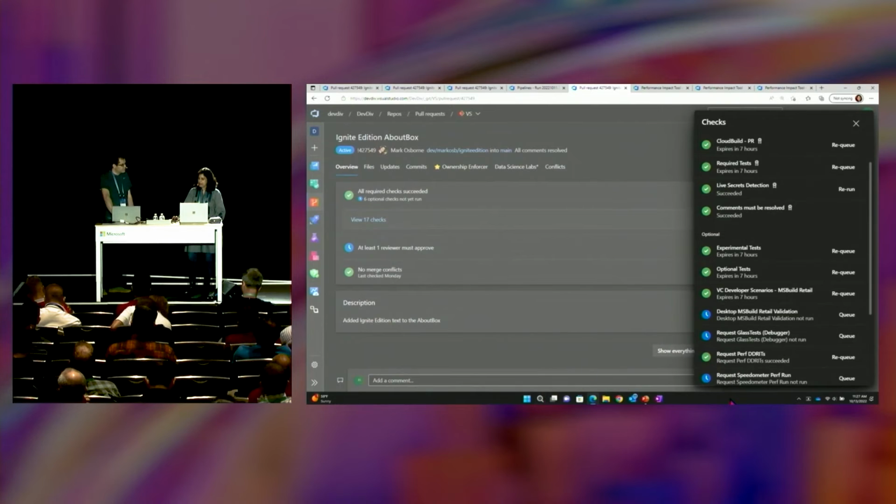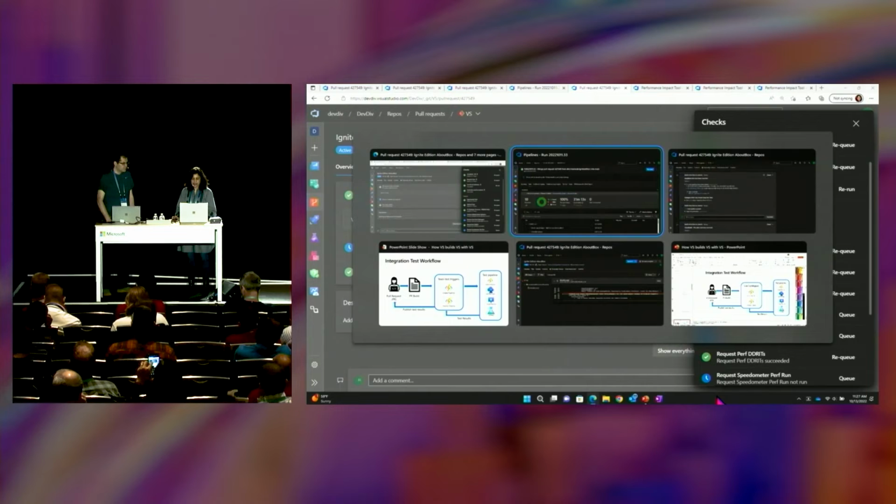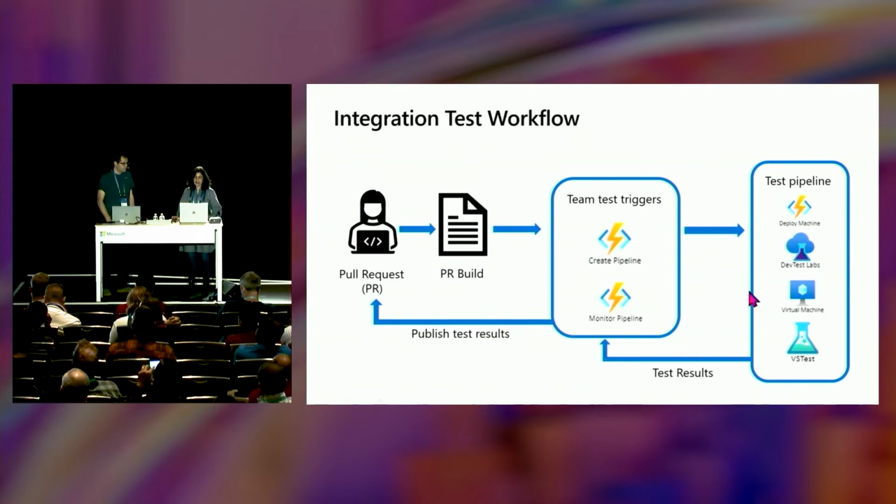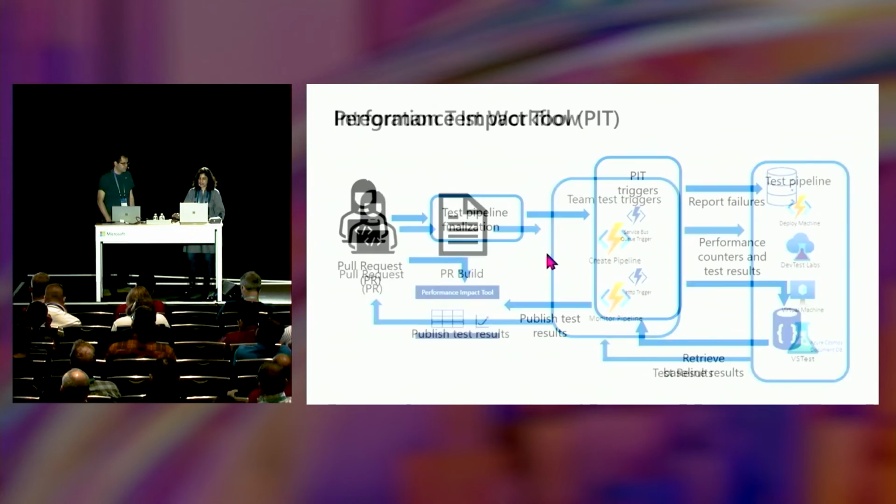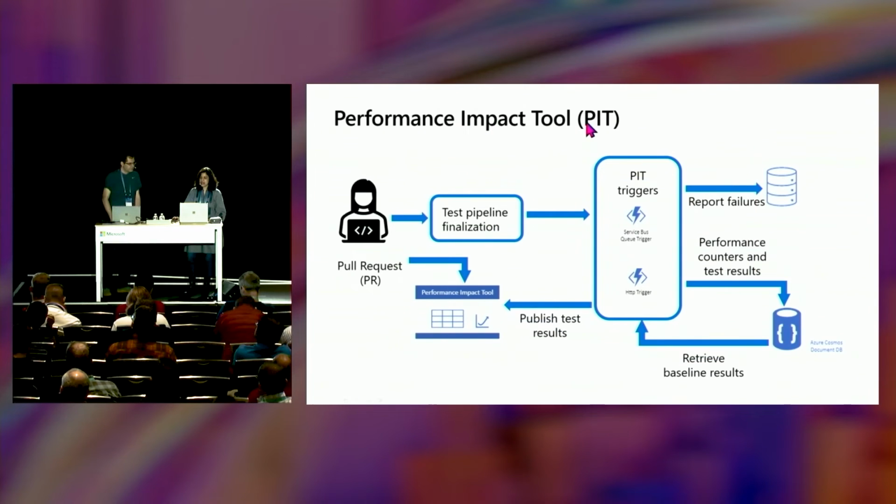Yeah. So how do I look at the test results? How do I analyze those performance results? Yeah, sure. For that, we have implemented another tool within Azure DevOps, and let me show you. This is the Performance Impact Tool, PIT. And the workflow of the test pipeline remains the same.